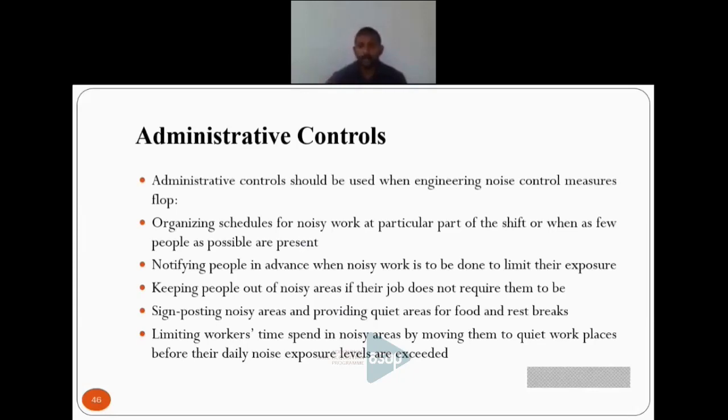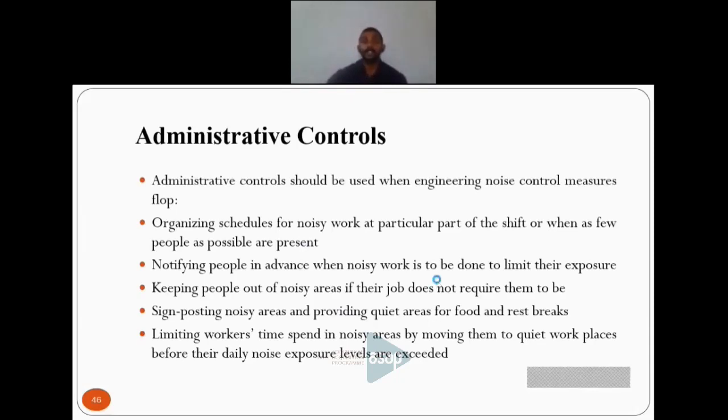That means if 5 people are required for a work, we should take only 5. The extra we should not take. And notifying people in advance that it is a noisy area, so they have to take precautions before that. We also have to provide signposting, like "this is a noisy area," in advance, before entering the job area.